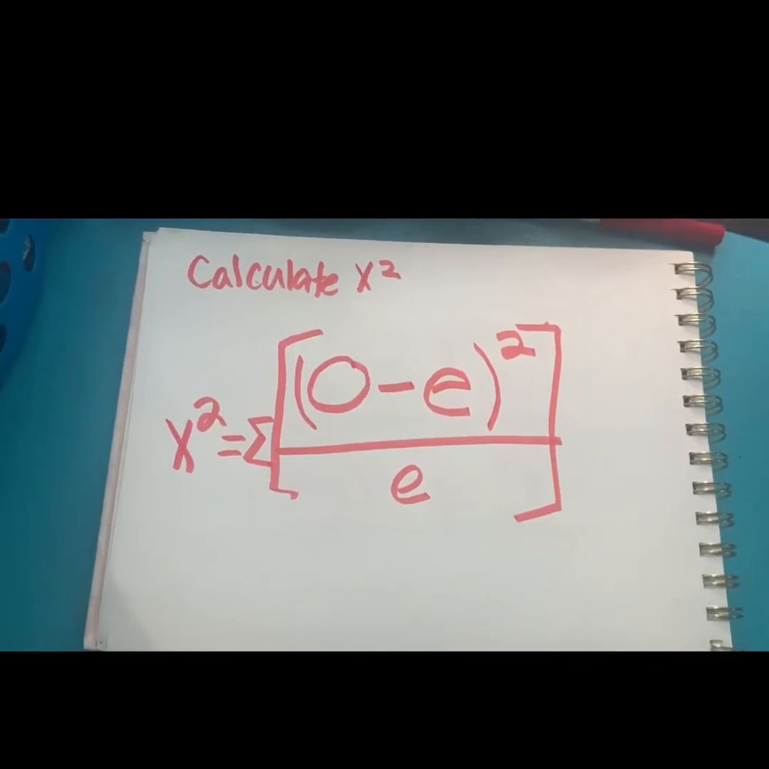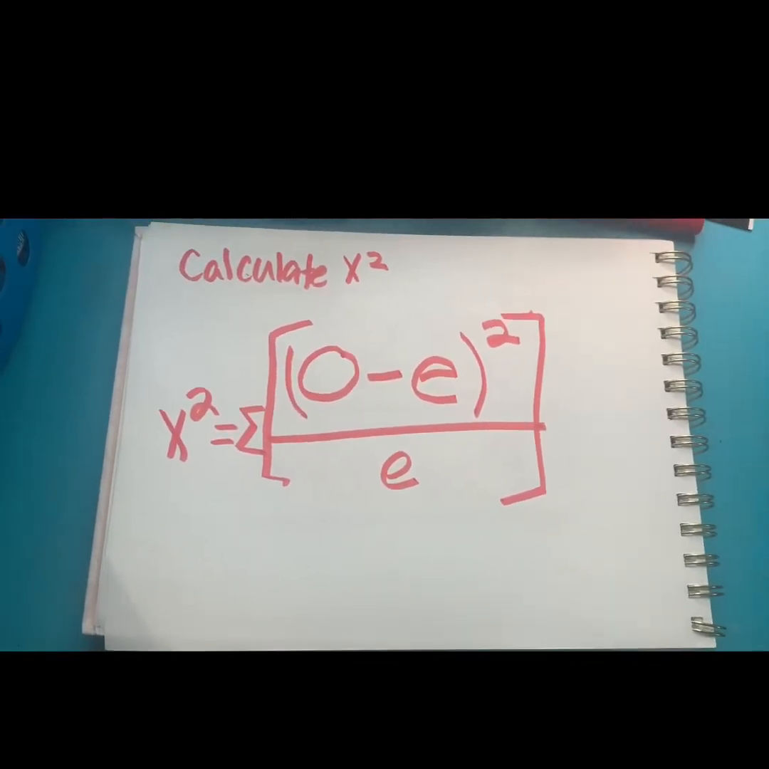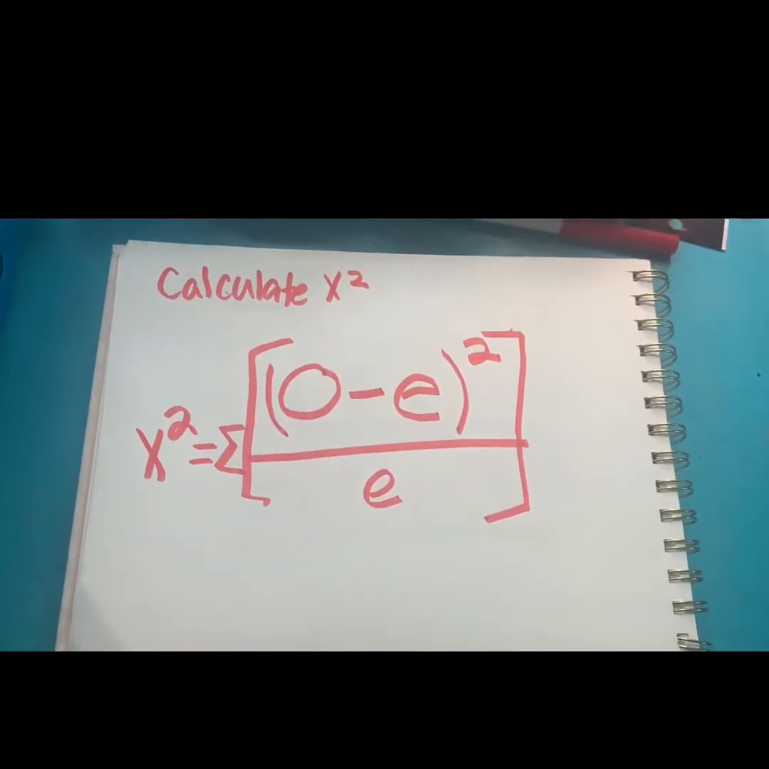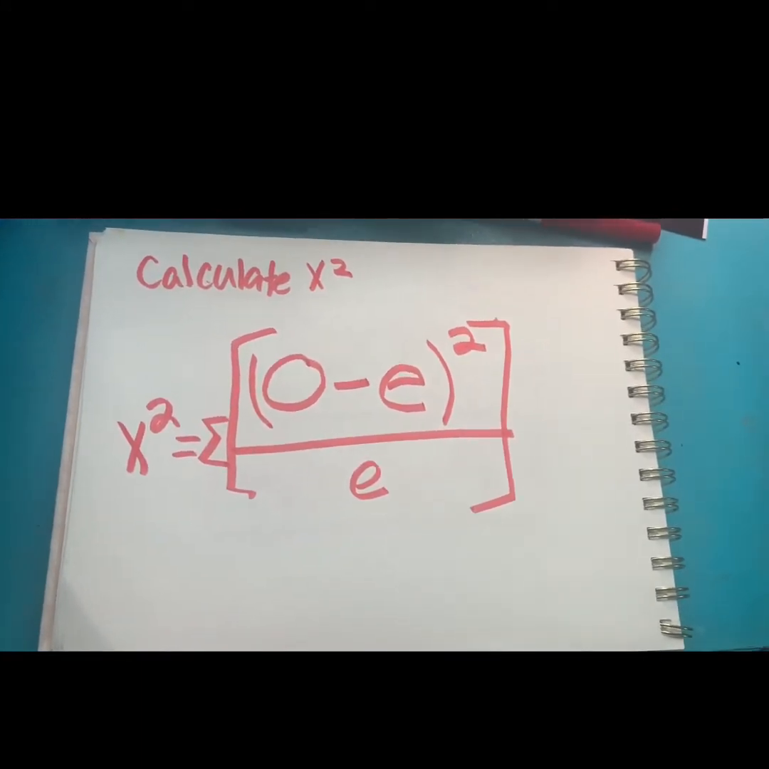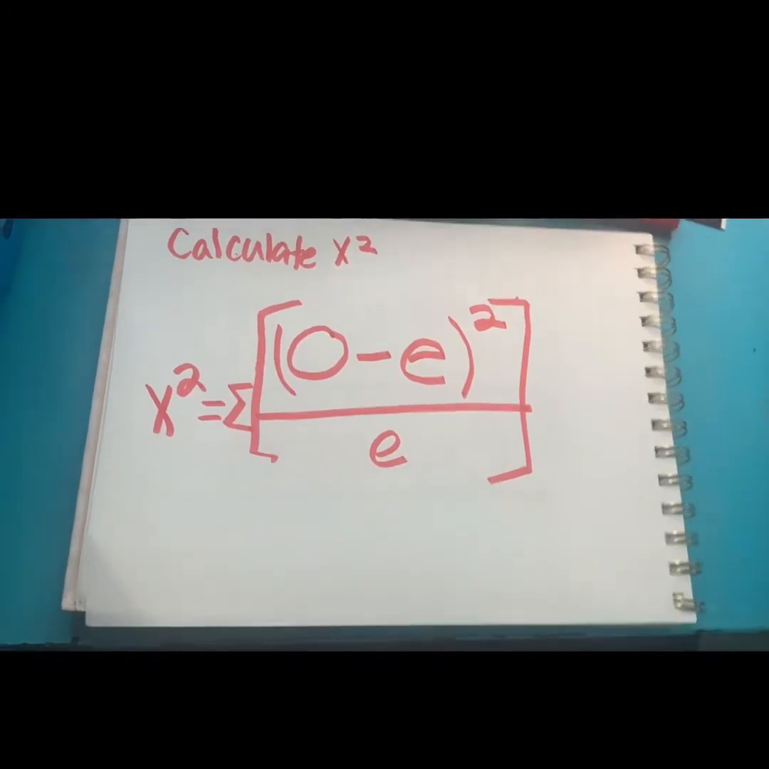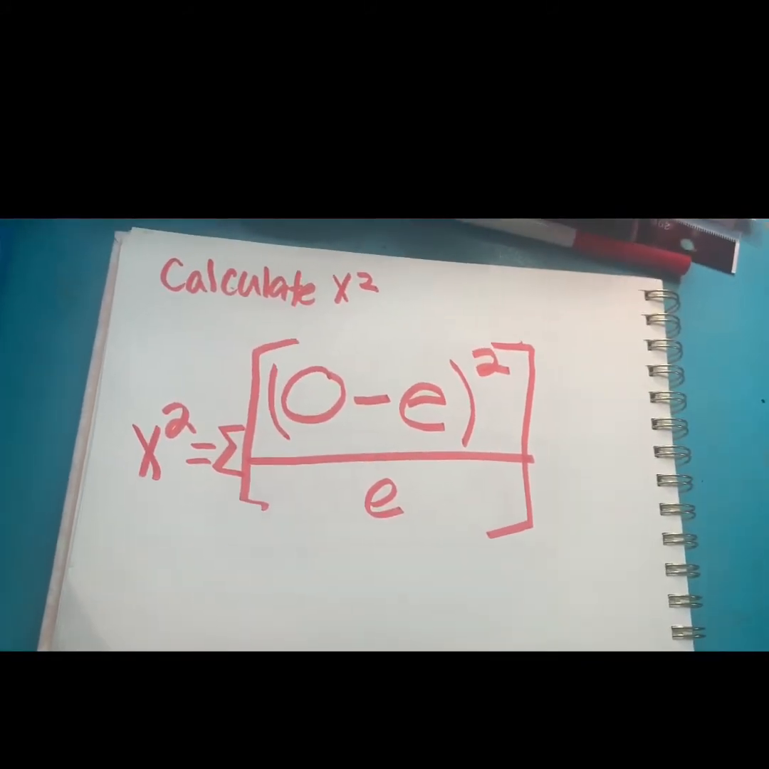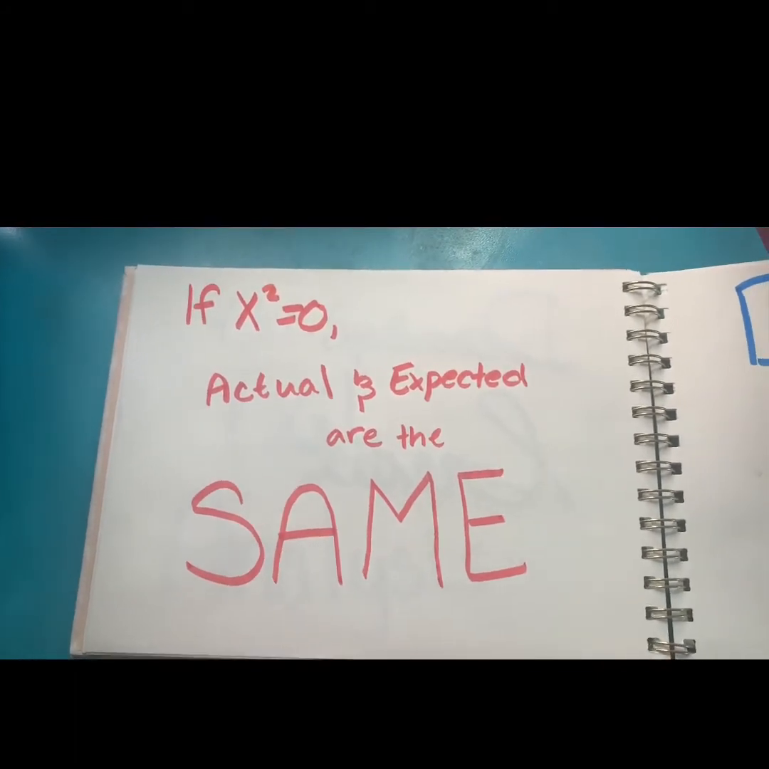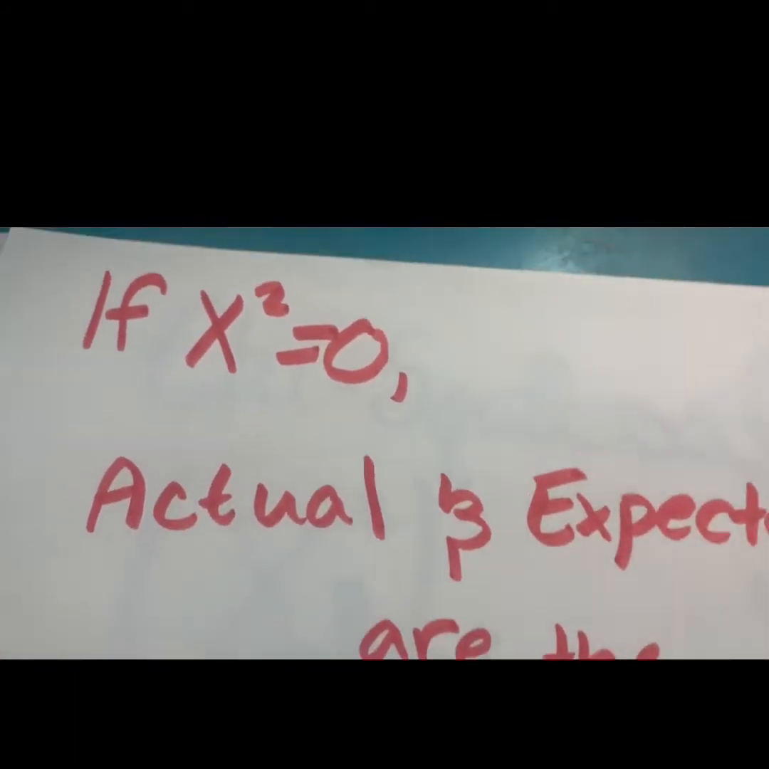The next step is to calculate your chi-square. Chi-square is your observed minus expected value squared and divided by the expected value. Chi-squared is the sum of these. If your actual and expected values are the same, then chi-square equals 0. If the observed actual and expected genotype frequencies are the same, then the population is in Hardy-Weinberg equilibrium.